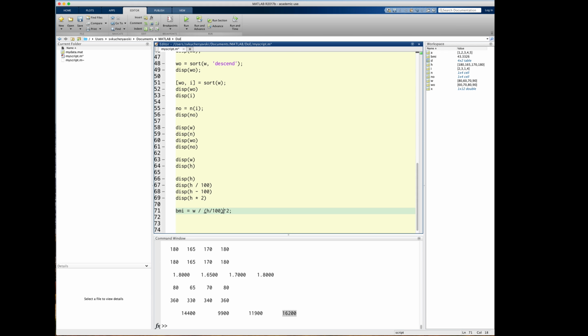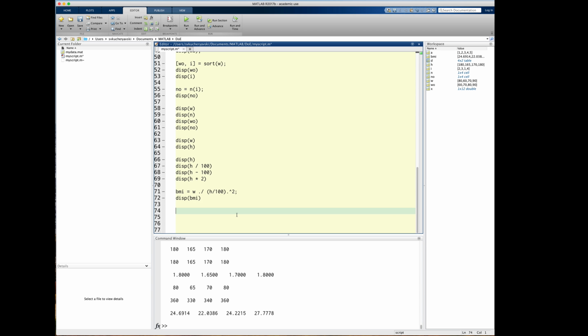First of all, it's this power. So we need to say, take every value from h divided by 100 and square it. And then we also need to make it element-wise here. Okay. Now we can calculate and show the BMI values. And indeed, we got the correct ones.